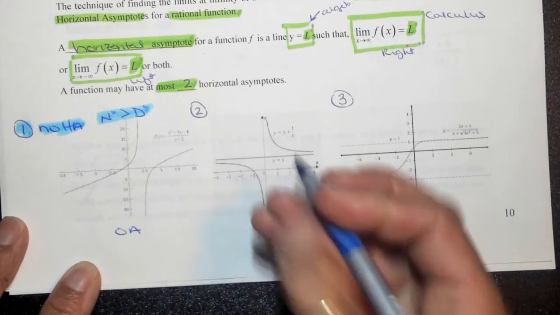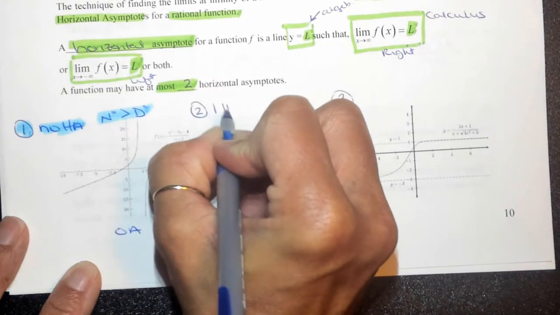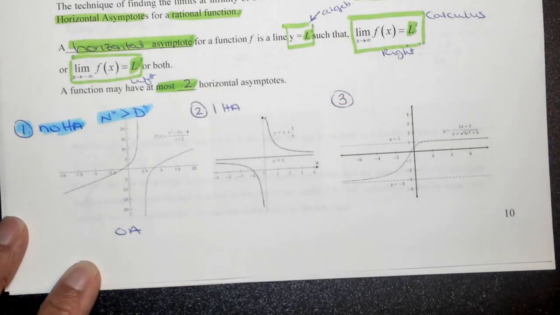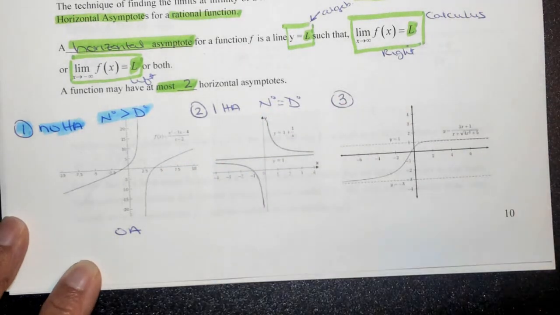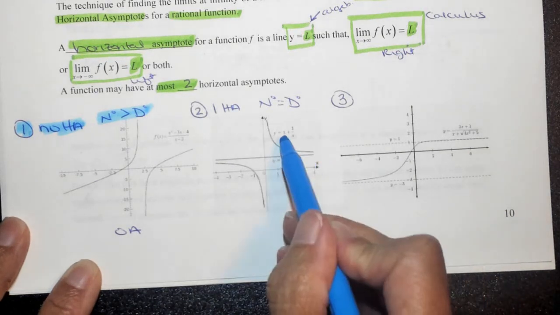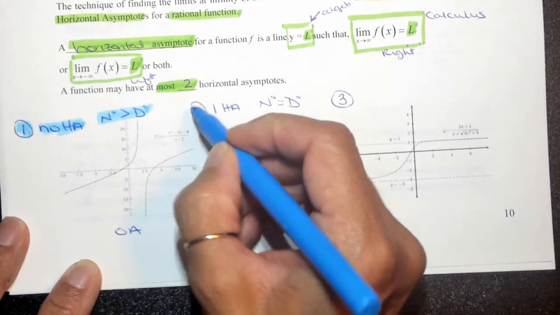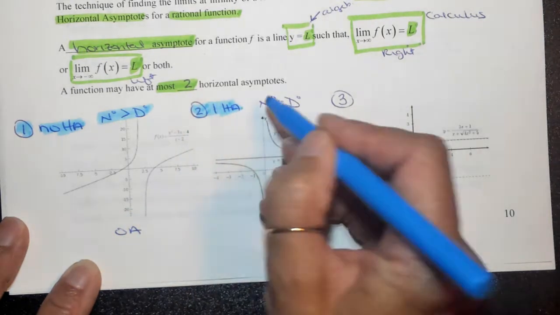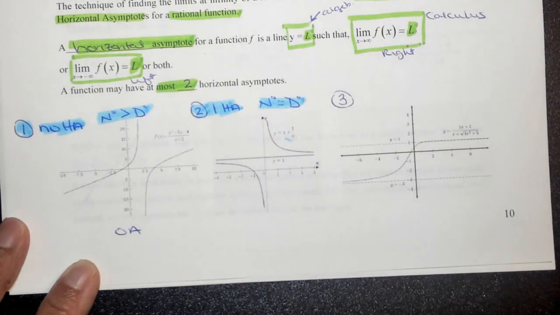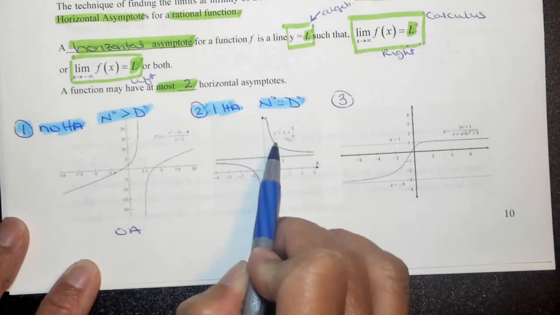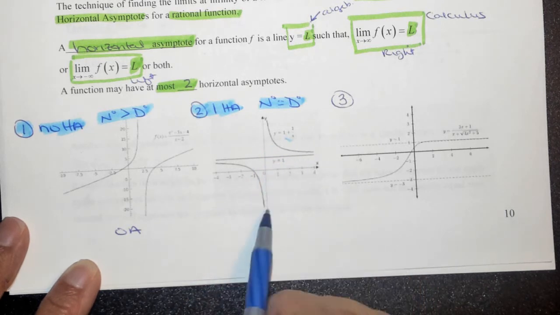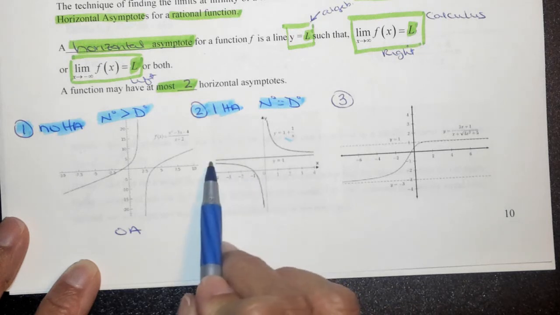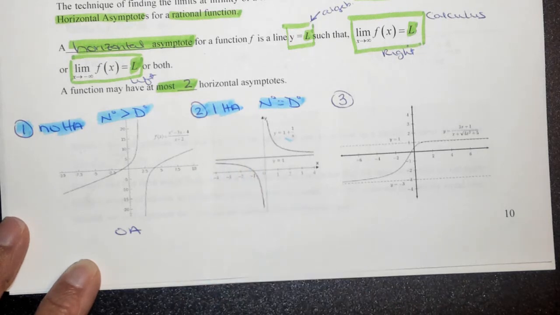In the second scenario, we have 1 horizontal asymptote. So when you have 1 horizontal asymptote, that means the degree of the numerator is equal to the degree of the denominator. And remember, it's the ratio of the leading coefficients. So if I got a common denominator here, that's what would happen. So this is scenario number 2 where we have 1 horizontal asymptote. Okay, and if you take a look, we're looking at the limit as x is approaching positive infinity of f of x. It's approaching 1. And then the limit as x is approaching negative infinity of f of x, we're also still approaching 1.